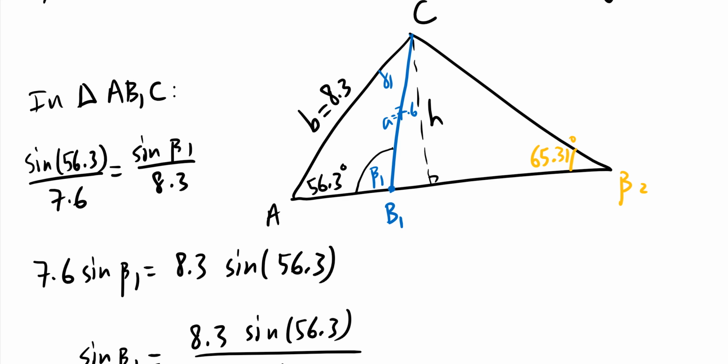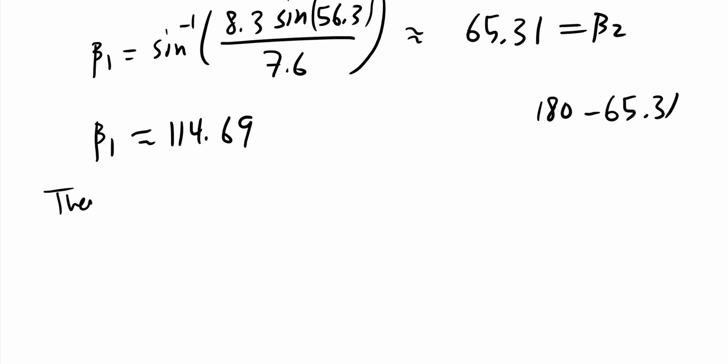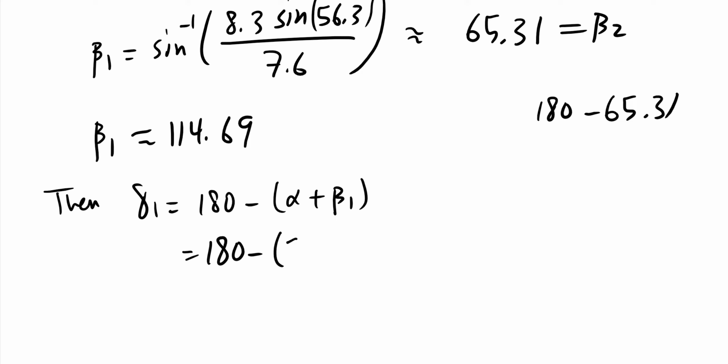Okay, so I found beta 1. We are given alpha. Now we can find gamma 1. Gamma 1 equals 180 minus the sum of alpha plus beta 1. 180 minus alpha was 56.3, and beta 1 is 114.69.